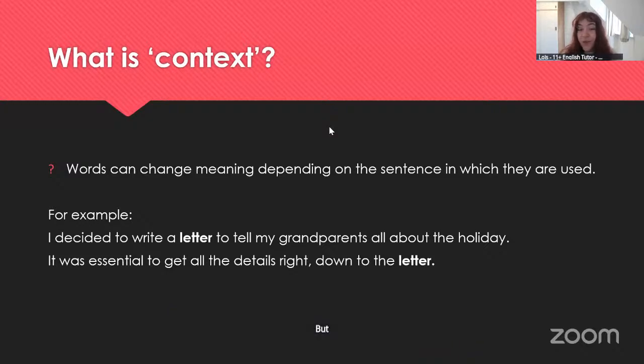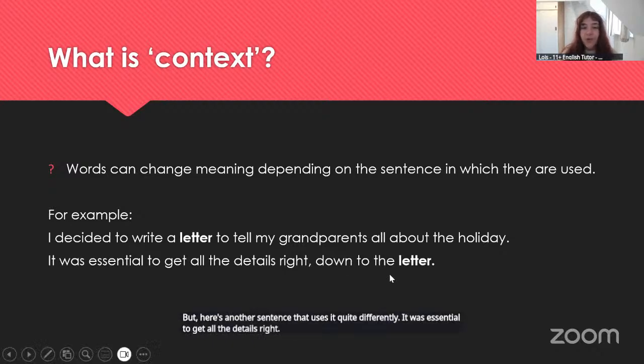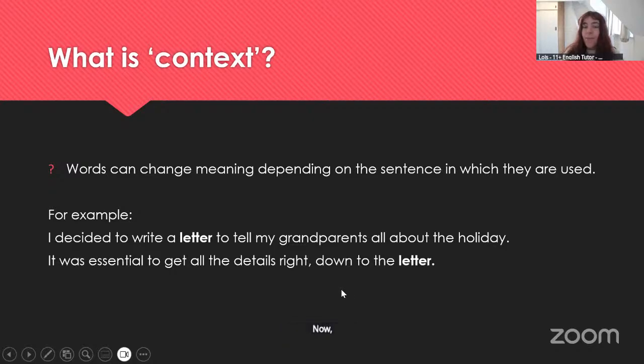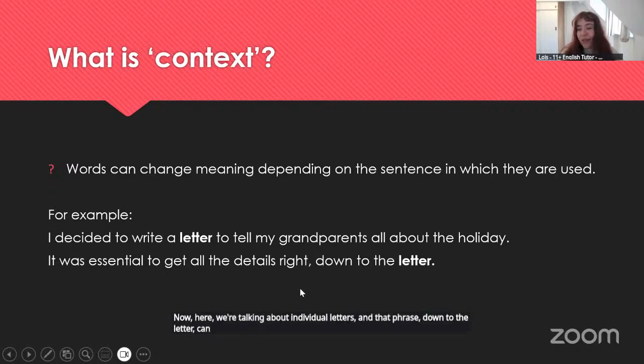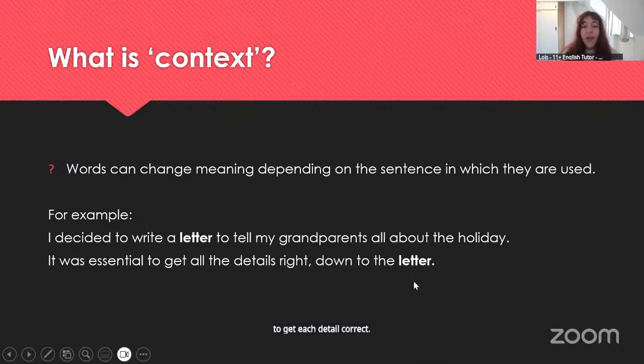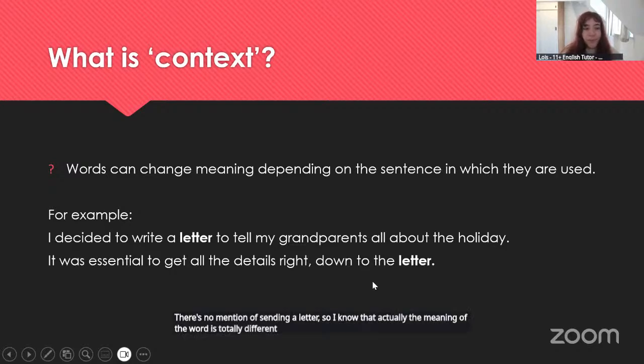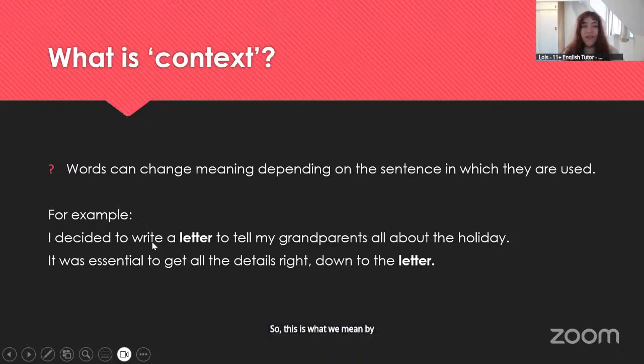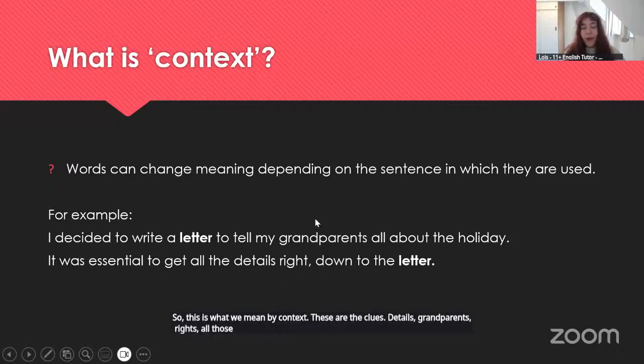But here's another sentence that uses it quite differently. It was essential to get all the details right, down to the letter. Here we're talking about individual letters, and that phrase down to the letter can also be used to mean very specifically, to get each detail correct. So here I'm not talking about a paper letter because there's no mention of writing, there's no mention of sending a letter. So I know that actually the meaning of the word is totally different. This is what we mean by context. These are the clues. Details, grandparents, all those clues tell us what the word means.